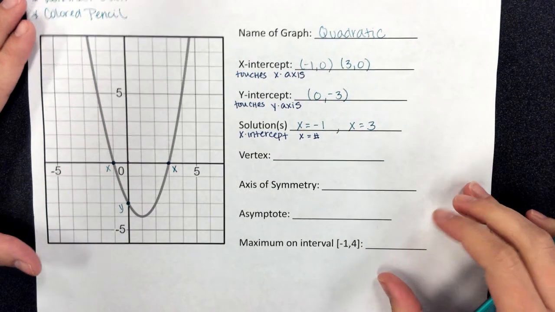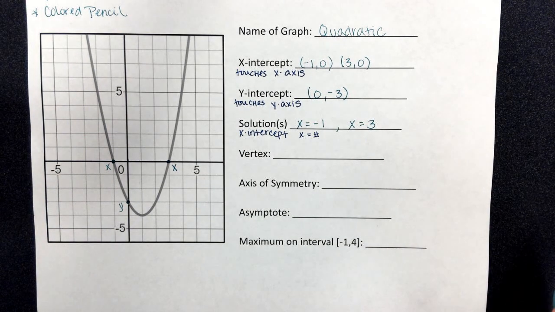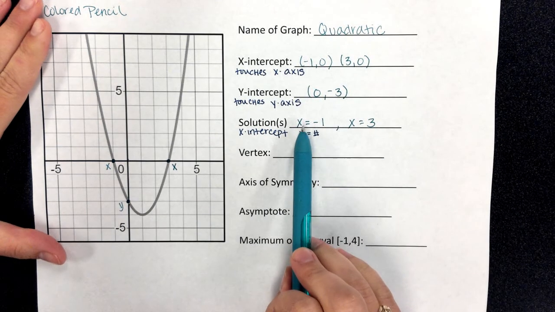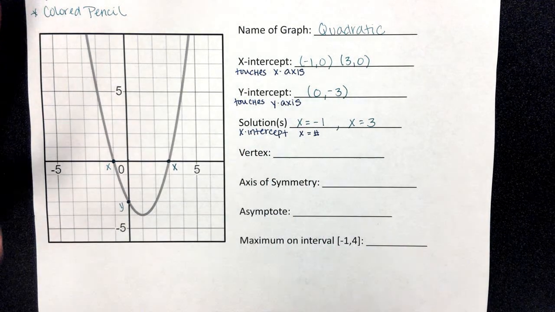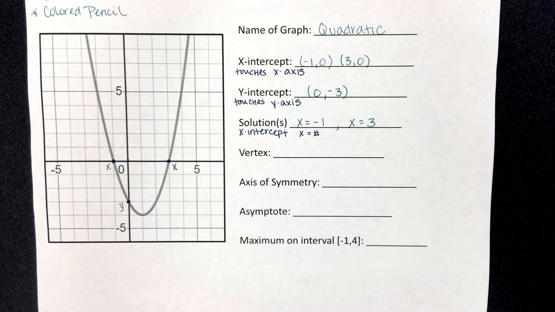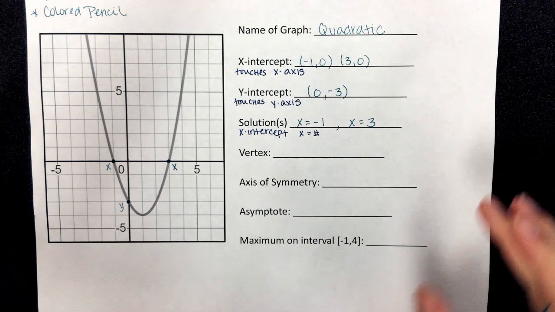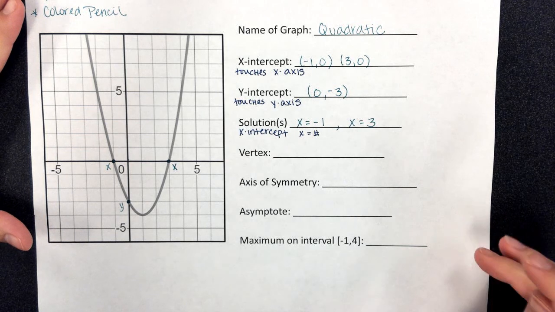Wait, so what exactly is the solution? The solution is your x-intercept, but it has to be written as x equals. They are the exact same thing, exact same location. Okay? It's just how it's written. Good question.